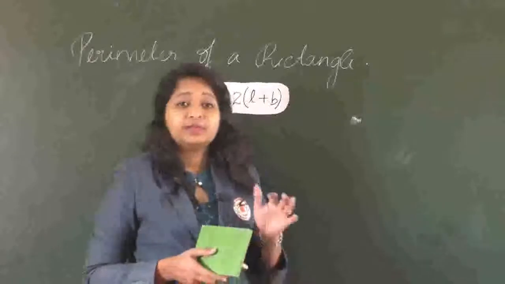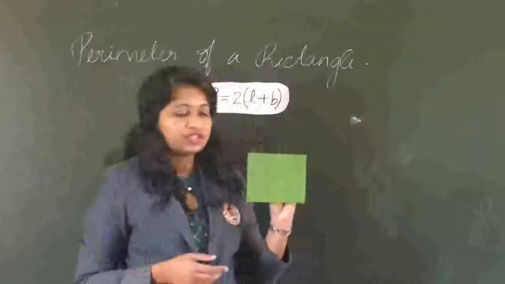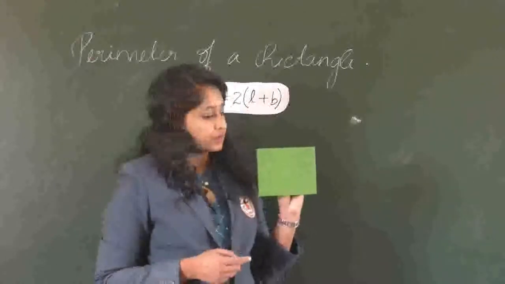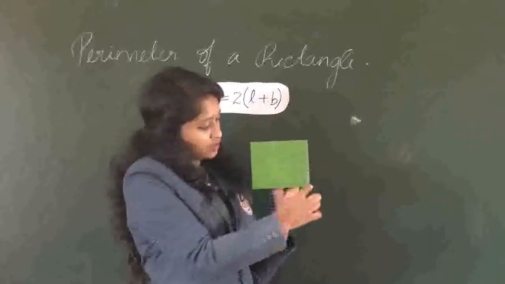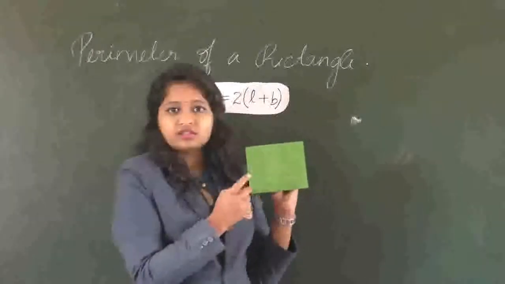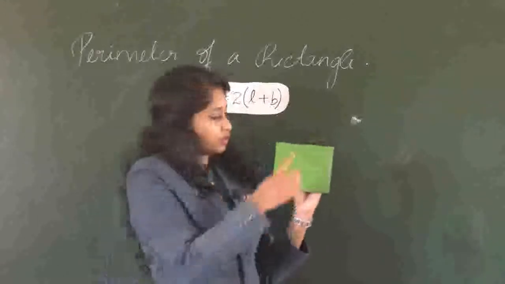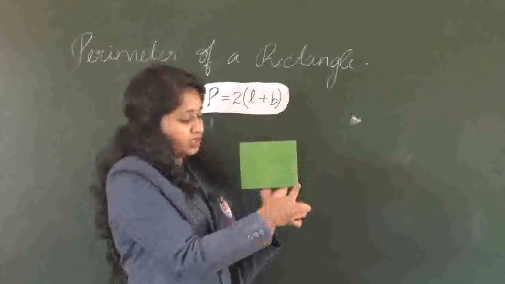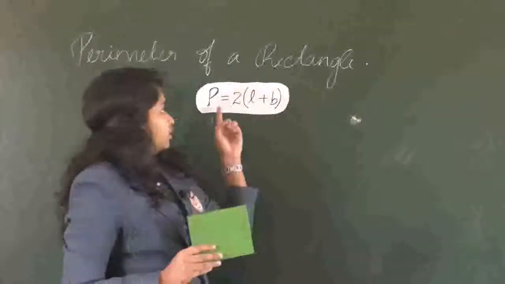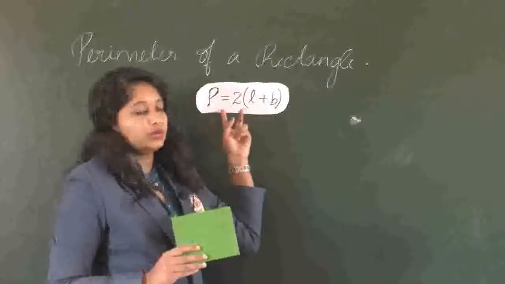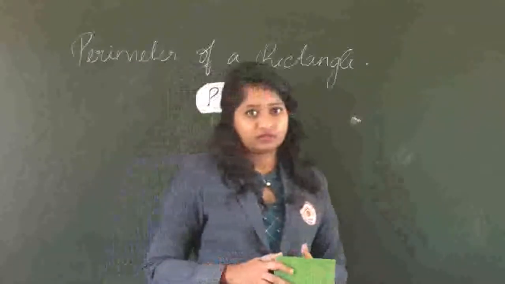Next, let's learn the perimeter of a rectangle. Here you can see a rectangle. We have length and breadth. So this is the boundary of this rectangle. So the perimeter is L plus B plus L plus B. What is it? It is 2 into (L plus B). So this is the perimeter of a rectangle.